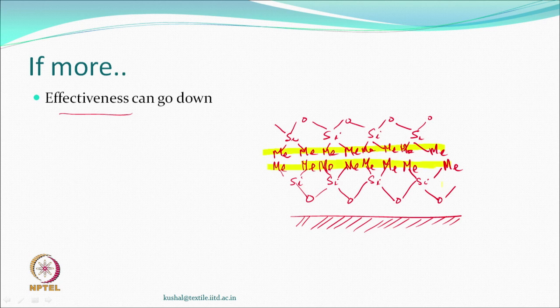But what is the surface which is exposed? The surface that is exposed is this. This is the exposed surface, which is more polar. So, our aim was to create more non-polar, right, to make it hydrophobic. Now this is not going to be hydrophobic, and therefore, the effectiveness can go down.